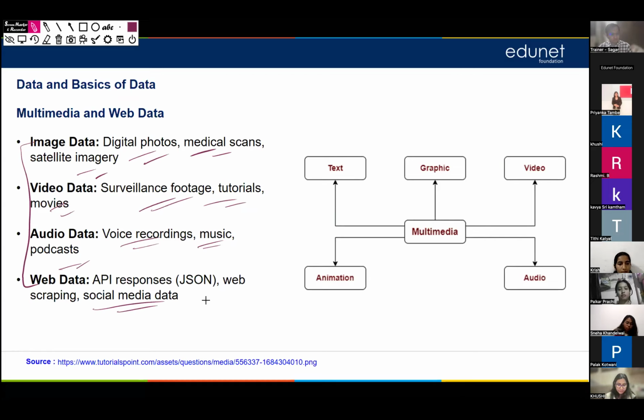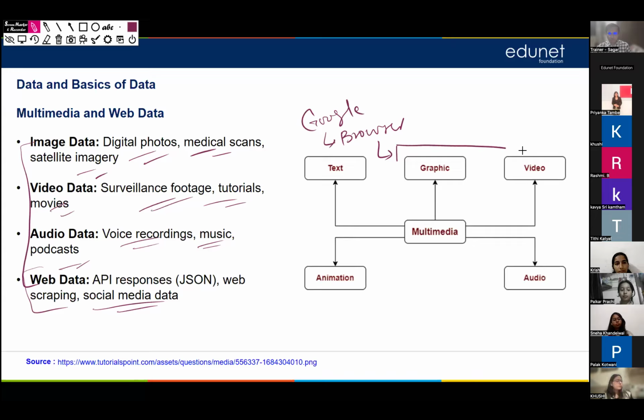Web data, API response. Okay, let's talk about web data. Now, what is an API response? Let's say you all go on Google. Can any one of you tell me how you go on Google? The first step is you open your browser. Now what do you do? Search for Google. Okay, so basically there is this URL bar where you enter www.google.com.